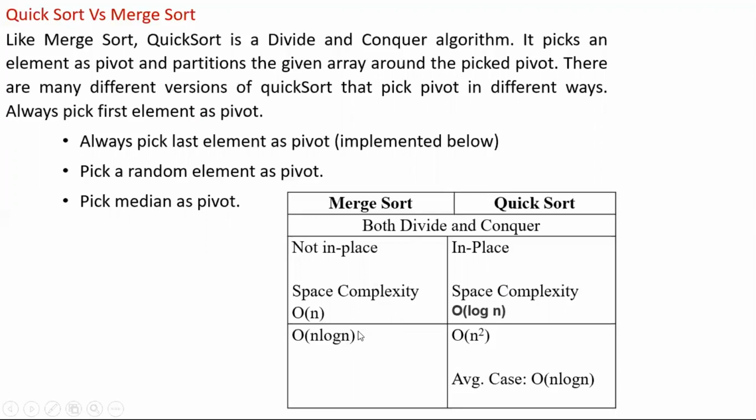The time complexity for merge sort is big O n log n. For quicksort, in the worst case, big O is n square, while in the best case or average case, it's n log n.